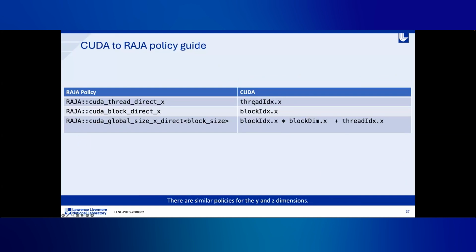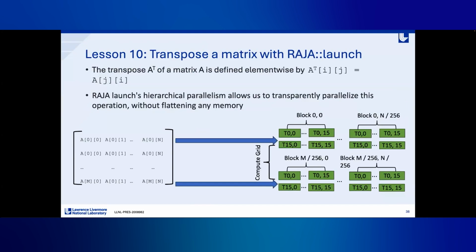thread IDX, or actually, let's just say if you were creating 256 block size thread blocks, thread IDX.x would be between 0 and 255. But if you were doing that same block size and you passed a CUDA global size X direct, you would get, say, thread 4000, up to the greatest number of threads that exist on the device. So to make this a little more concrete, let's talk about a matrix transpose.